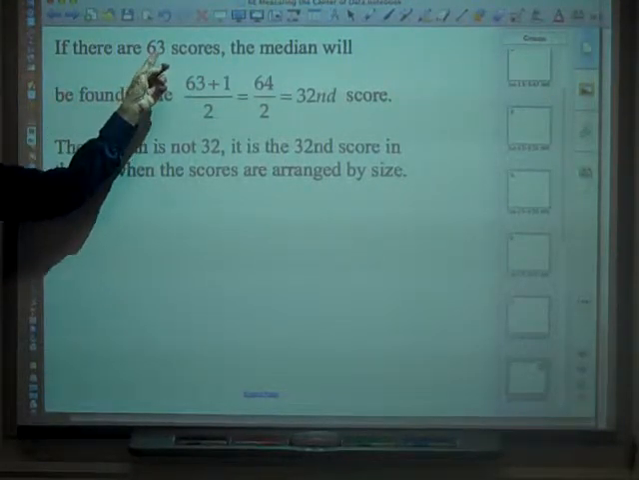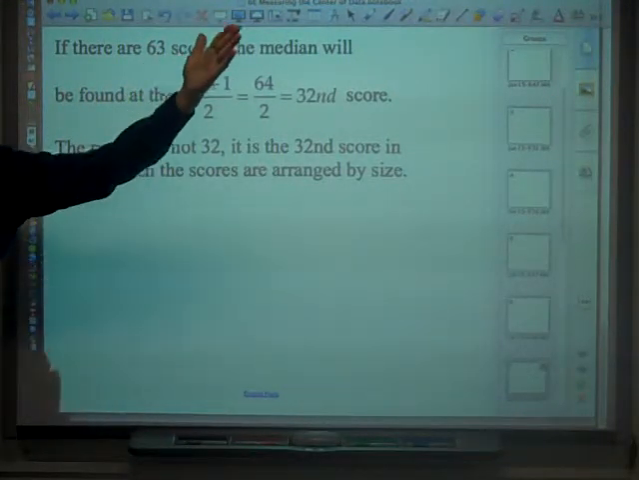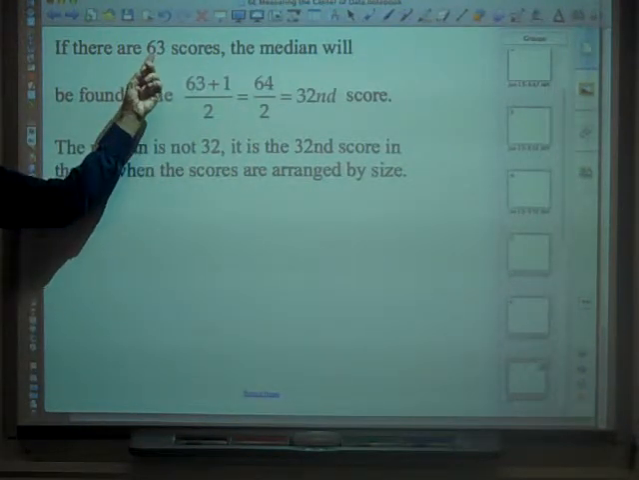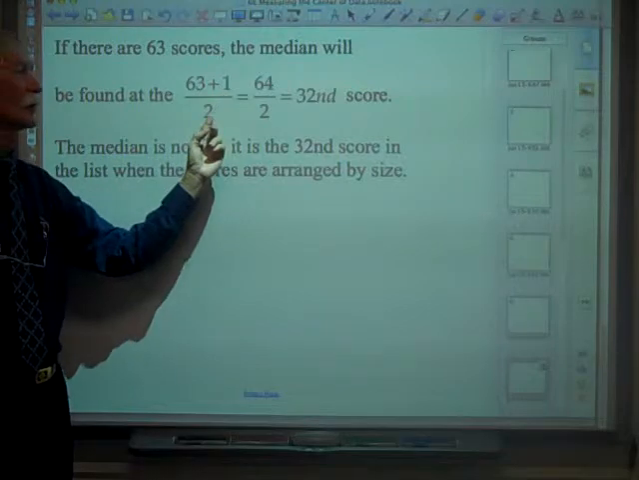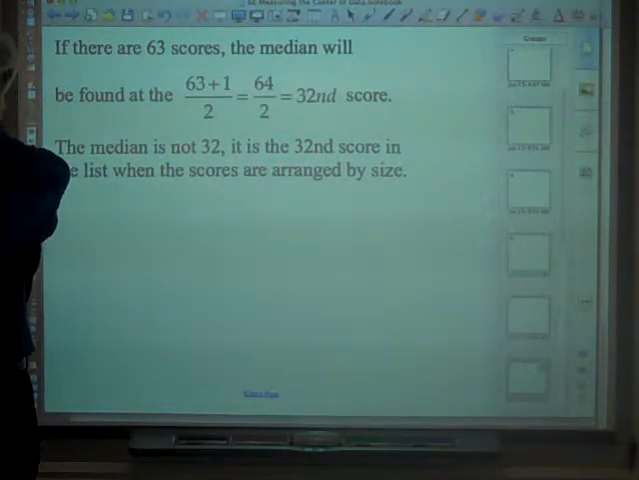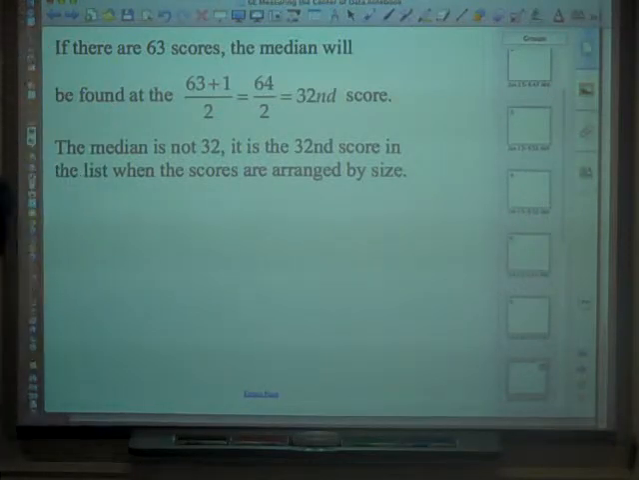If there are 63 scores, which one would you find? You'd line them all up. What's in the middle there? 63 plus 1 over 2, 64 over 2, 32. You'd look for the 32nd score. So you'd start at the beginning and go 1, 2, 3, 4, 5 until you find the 32nd score, and you'd write that down as the median.